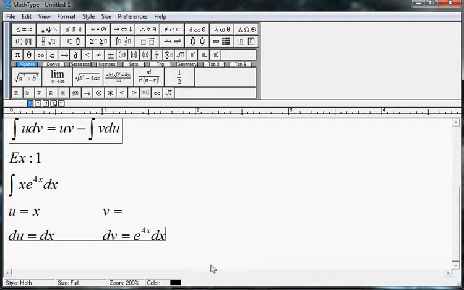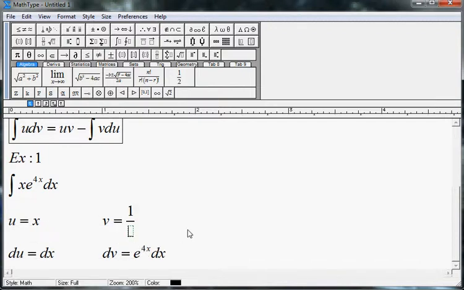And now we need to get a v. So we integrate both sides of this, and what's the integral of e to the 4x? Well, that's 1/4 e to the 4x. You can forget about the plus c's. They don't matter in this case. And alright, so now we have that. We basically just go over this again. You pick a u, you differentiate, and you get a du. Then you pick a dv and you integrate and get a v.